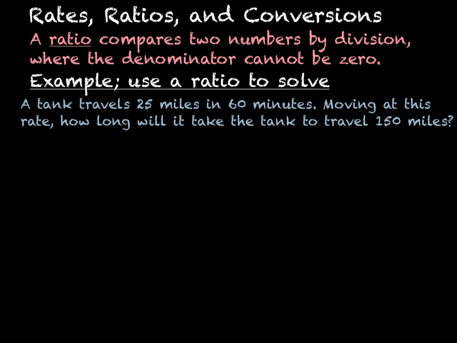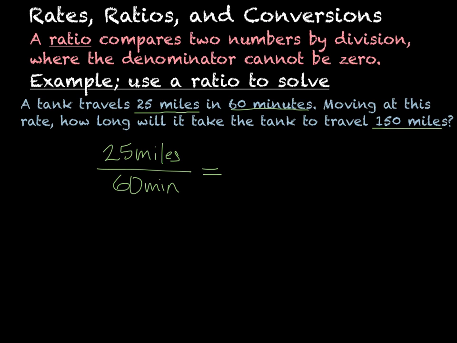So the tank is going to travel 25 miles in 60 minutes. So we can set that up as a proportion. 25 miles, and it takes the tank 60 minutes. So if the tank continues to travel at this pace, how long will it take the tank to go 150 miles? The key thing to remember is if we put the miles on top, then we have to put the miles on top of the other side.